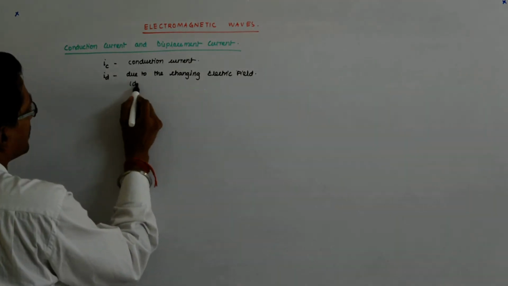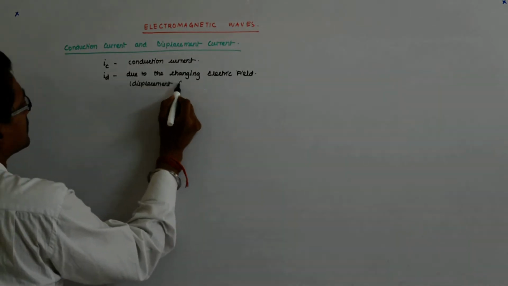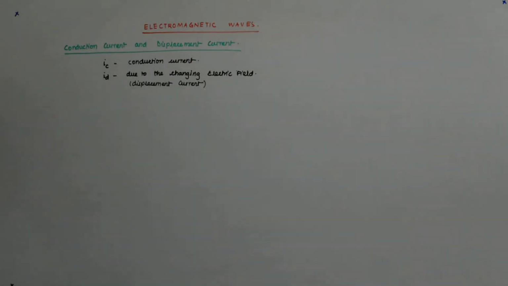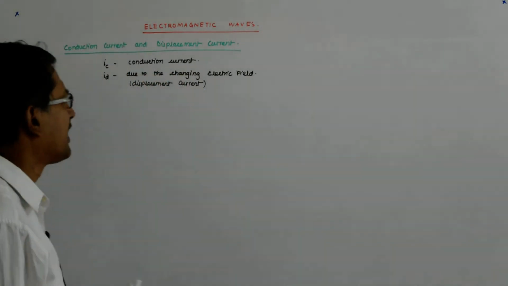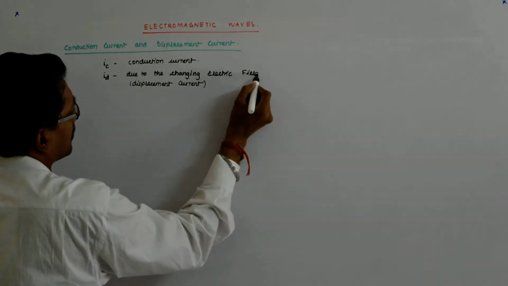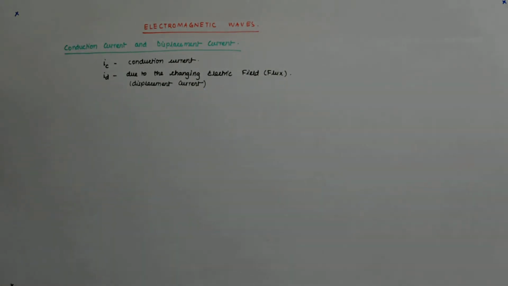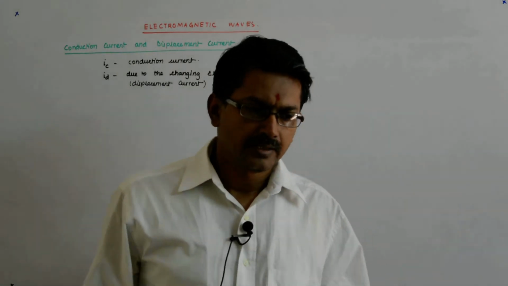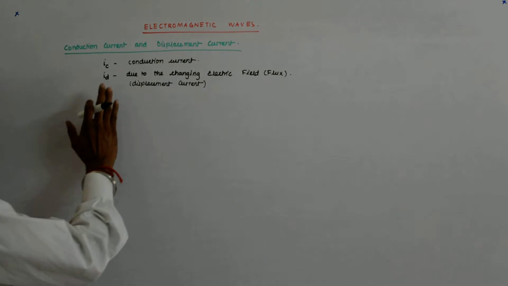And this is obviously called displacement current. Now, field or flux, fine. If there is no field, there will be no flux, right? So the field has to change somehow. Fine. Now, since their impact is the same, they have the same impact.